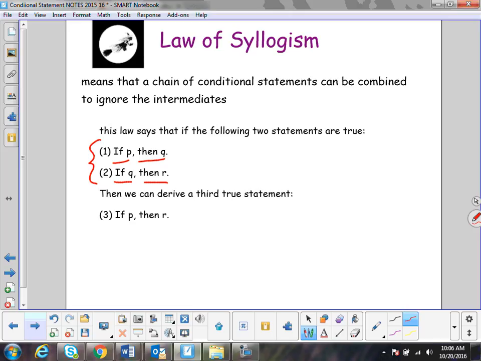So therefore, you can just derive it from the beginning to the end. Because if P then Q, and you already said that Q happened, then R can happen. You can jump from there to there, which then you can write that statement down. Now, again, like I said, it could be a chain.